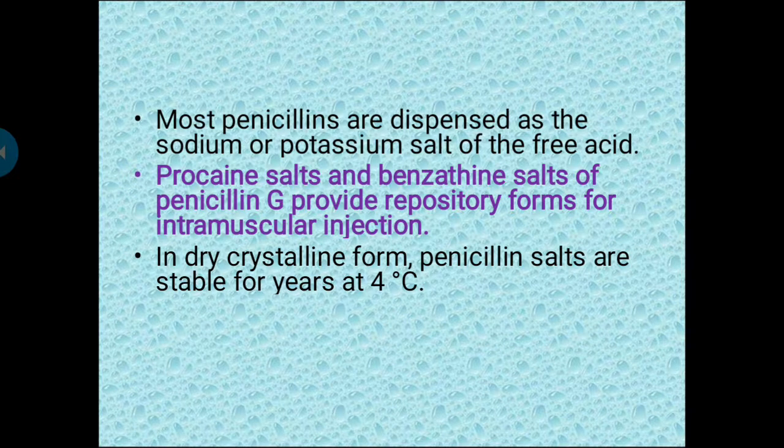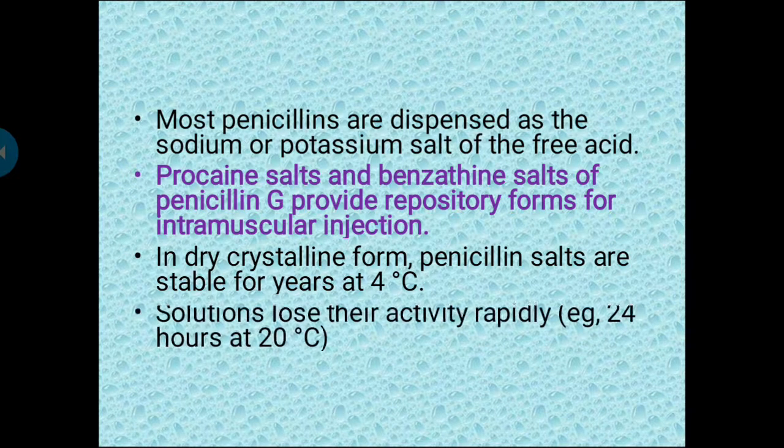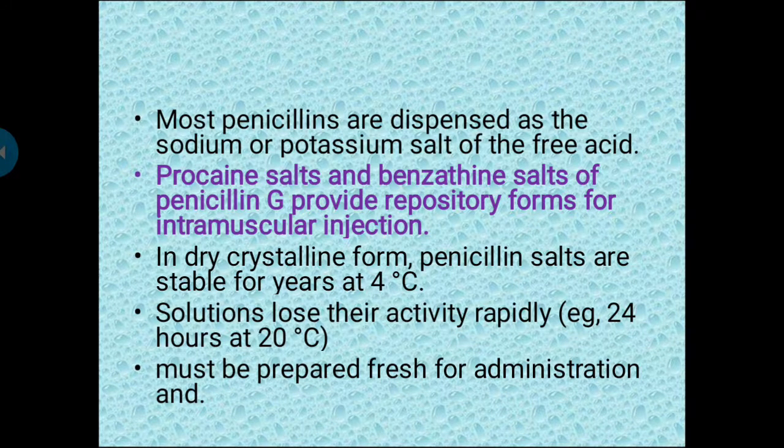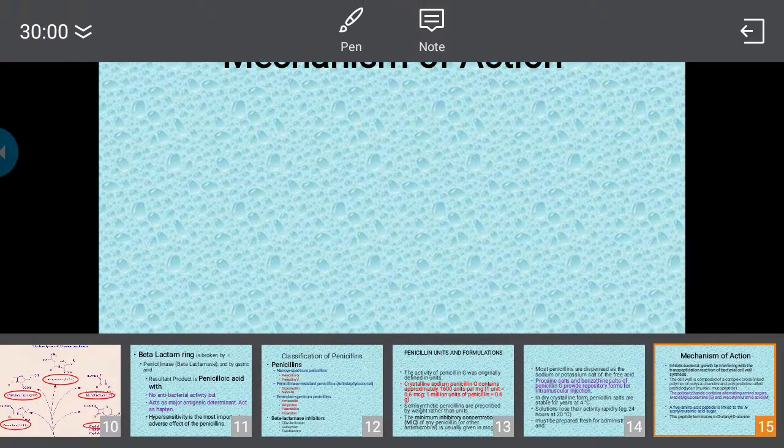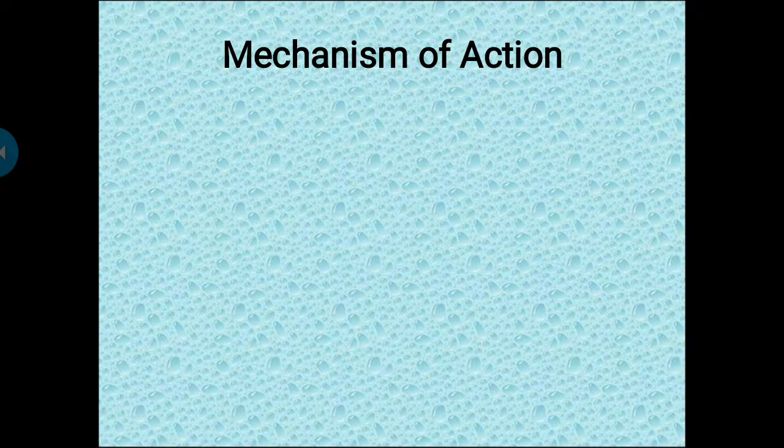In dry crystalline form, crystalline penicillin salts are stable for years at 4 degrees Celsius, but solutions lose their activity rapidly. For example, after 24 hours at 20 degrees Celsius, it loses its activity. That's why the injectable penicillins are available in dry powder form. Before giving the injection, we make them into a solution by dissolving it in water, and we need to inject them rapidly to prevent their loss of activity. So they must be prepared fresh for administration, so that they can be active just after dissolving into the water.